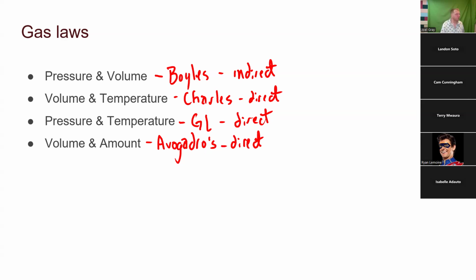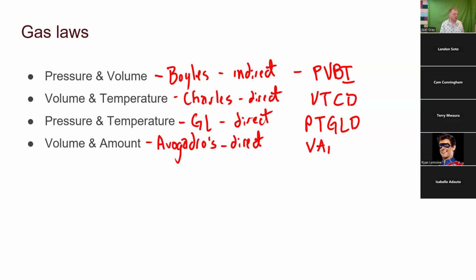Now, I think that it might be helpful to come up with an acronym or a mnemonic or something like that. For instance, I always would just go shorthand and I'd say PVBI, VTCD, PTGLD, VAAD. Do any of those things spell words? No, they don't. But it's easier for me personally to remember PVBI and understand that that means, okay, pressure, volume. Ooh, what is the B? Oh, that's one of the laws. That's Boyle's law. What is the I? Oh, well, that's indirect.